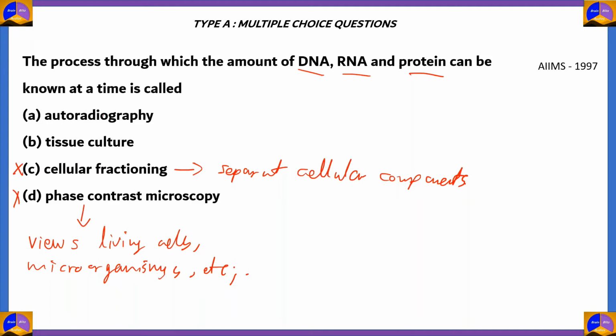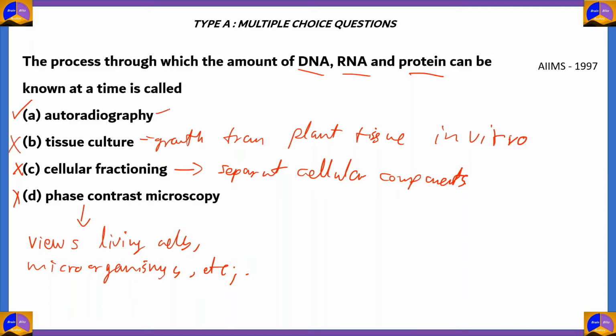What about option B, tissue culture? Tissue culture is the growth of artificial plants from plant tissue, and this growth happens in vitro. So that means it happens in lab conditions. So this is basically a new way of vegetative propagation. So option B is incorrect. The right answer is option A, autoradiography.